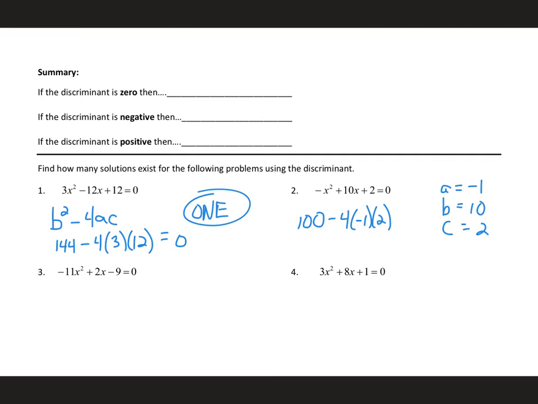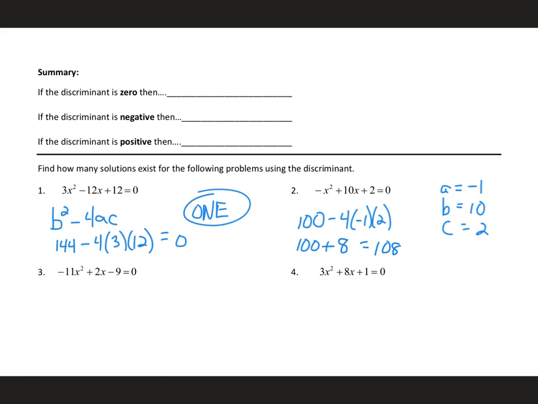You have a couple choices when you deal with that minus 4 times a times c. You can treat the minus 4 as a negative 4 and do 100 plus 4. Negative 4 times negative 1 is 4 times 2 is 8. So we're actually adding 8. It'll be 108.